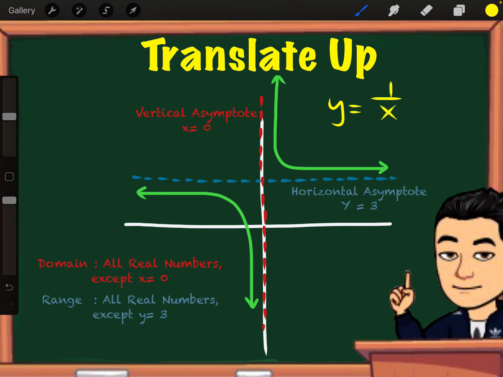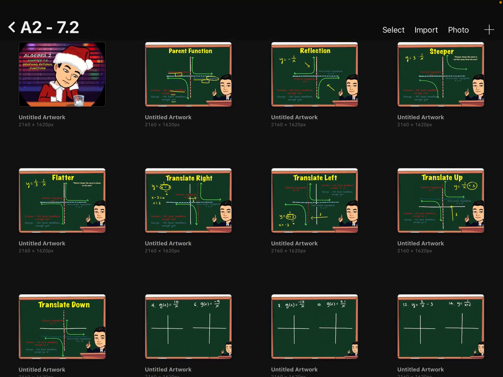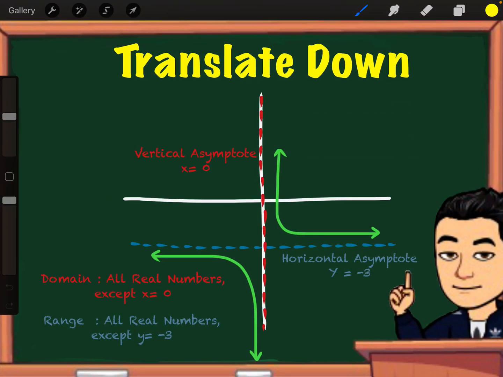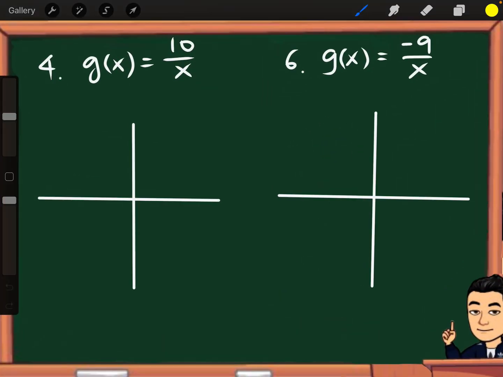You have to look at, for example, here we have 1 over x plus 3. So this is your k value. If this value is positive, you're going to move your curves up by 3 units. Okay, so that brings us to the last one, which is translating down. So here is an example, 1 over x minus 3. The k value is negative, so your two curves are going to move down by 3 units.